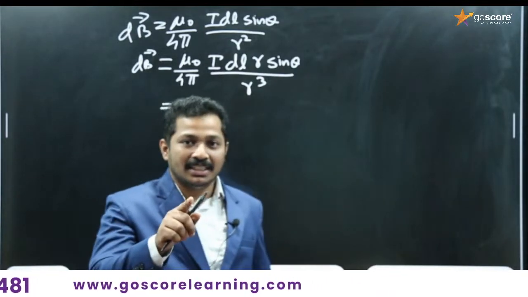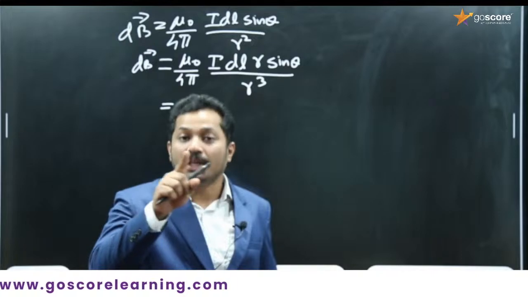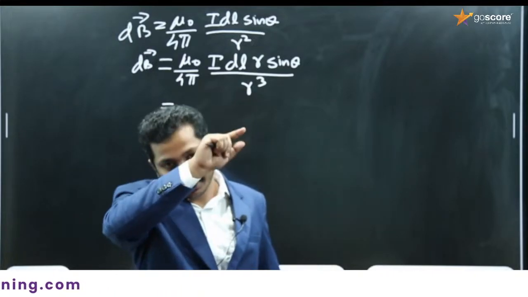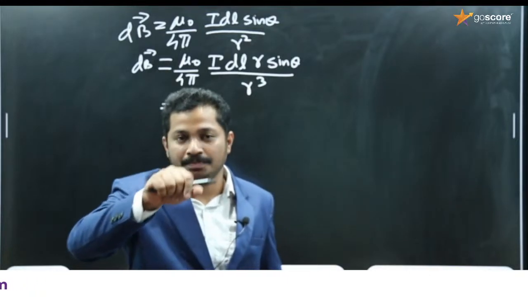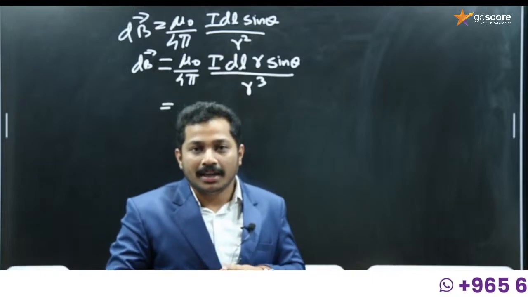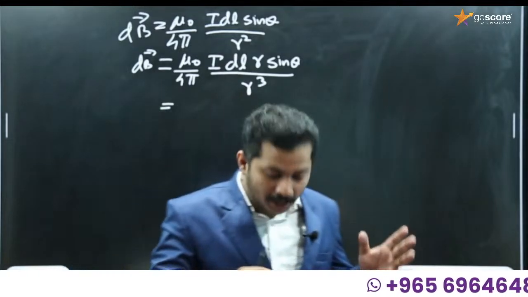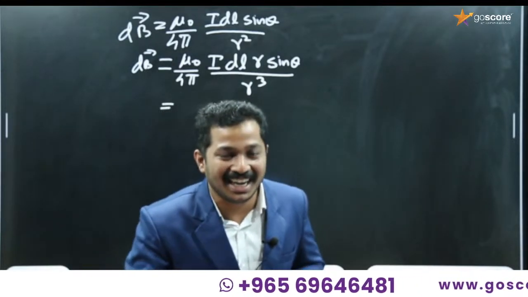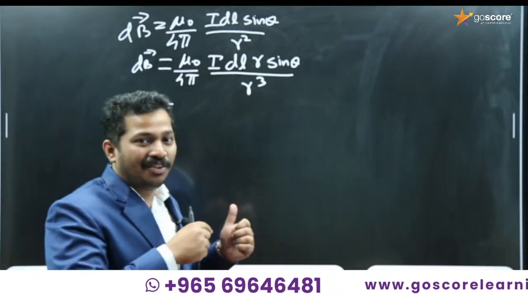For a vector, it should have both magnitude and direction, as well as it should follow the laws of vector addition. Does current follow laws of vector addition? Do you remember about laws of vector addition? You have learned in grade 11 physics, I think in the chapter of motion in a plane. Laws of vector addition. Do you remember that? Any idea?